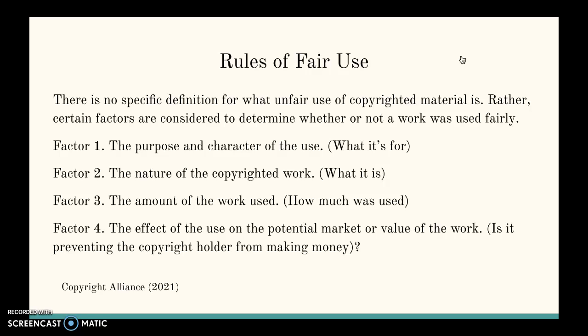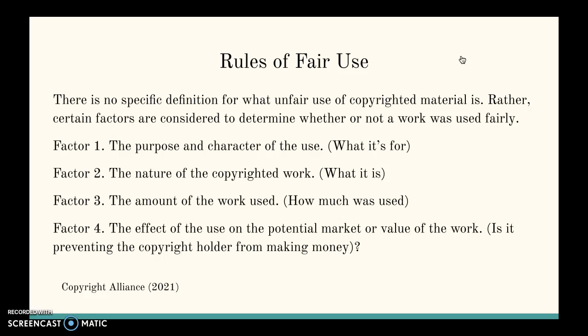Here are a few rules of fair use that you can follow. There is no specific definition for what unfair use of copyrighted material is. Rather, certain factors are considered to determine whether or not work was used fairly. Factor 1. The purpose and character of the use.